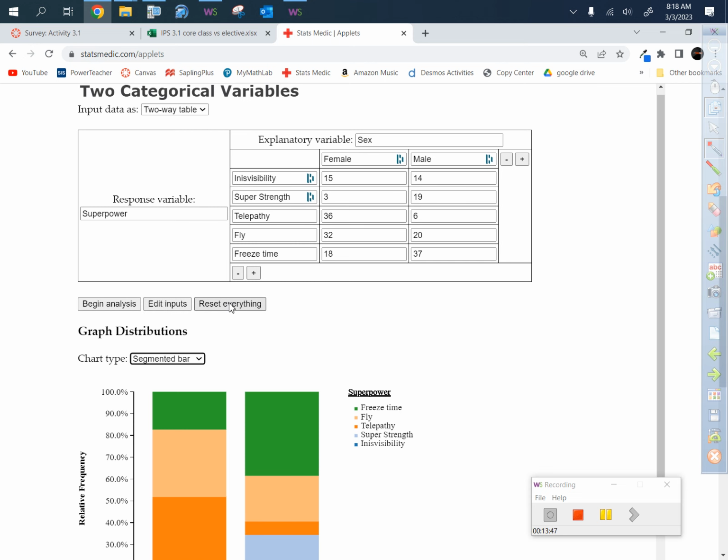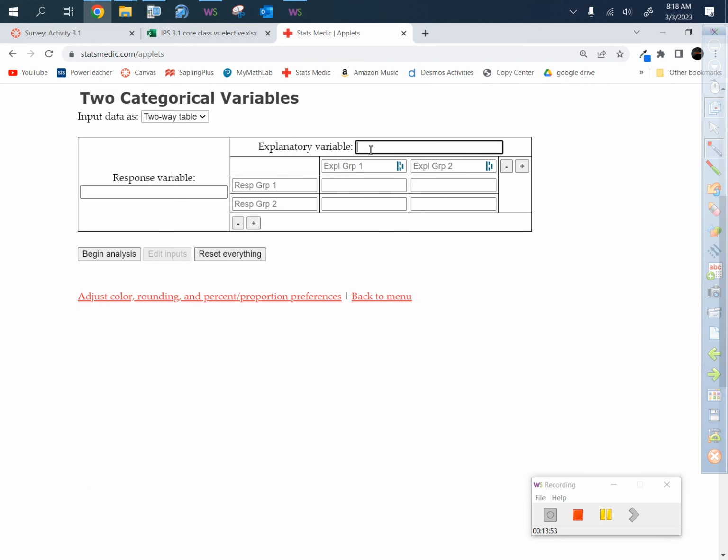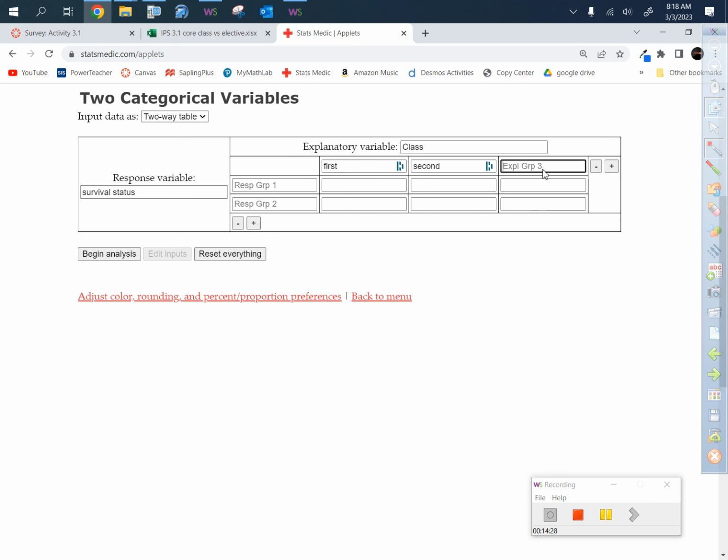So I'm just going to reset everything and hit OK. And then the explanatory variable is class of travel. So we'll just put class. The response variable is if they survived, survival status. And then you can type all that in. So group 1 is first class. I'm just taking the chart and literally repeating it, second class. And then I have to add one for third class, so I hit the little plus.